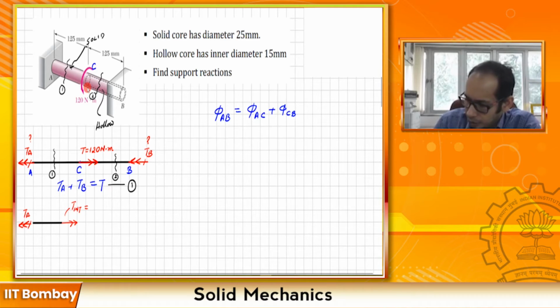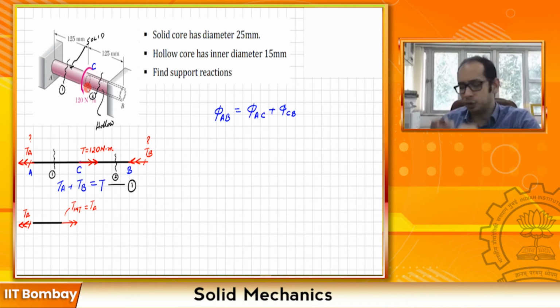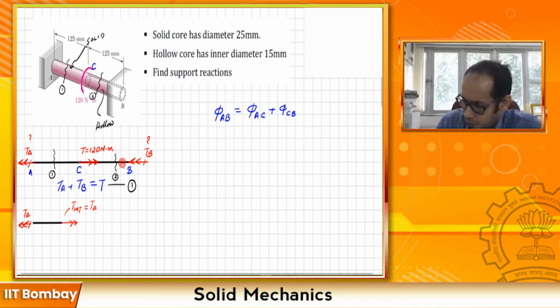The internal torque must be equal and opposite to the torque TA that you have over here, simply from equilibrium, right? Now these two torques are pointing outwards, away from this particular shaft. Now let's look at this guy over here. So this is for section 1, what I drew over here, for the part between A and C.